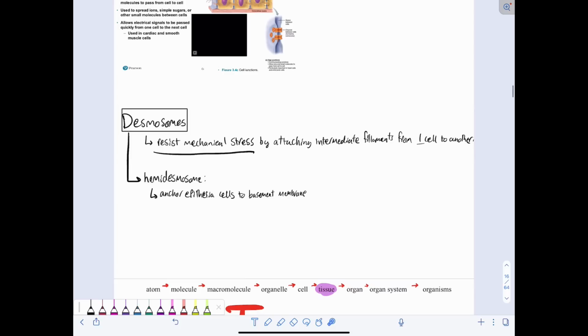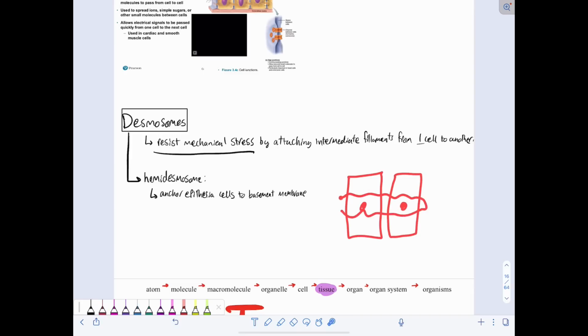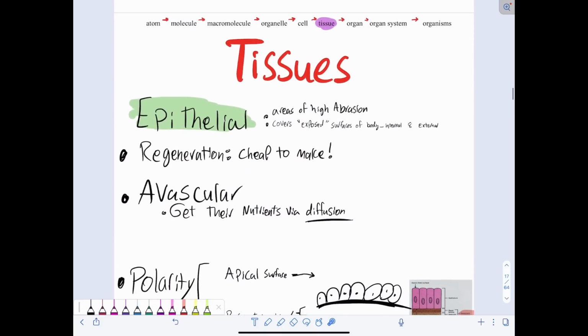And you might also hear the word hemidesmosomes. Hemidesmosomes are basically the same thing. You don't need to know this, but if you hear it around, it's basically just cells, right? Remember, desmosomes are like attaching the cells together like this. But hemidesmosomes attach the cell to the basement membrane, like they anchor the cell down, basically. And we're talking about mostly the epithelium.